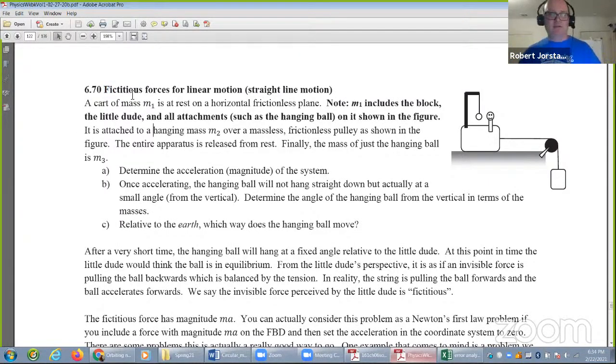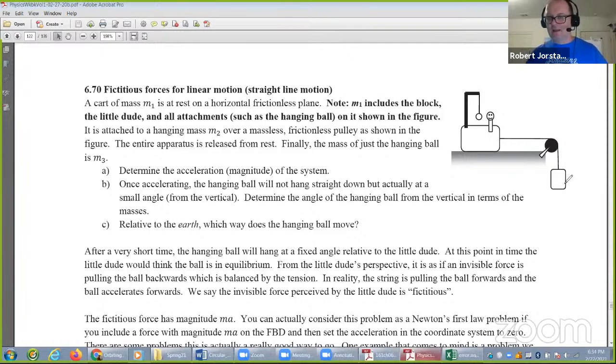Okay. So now let's look at this one. I want to talk about fictitious forces because this one usually drives students crazy at first. Okay. Imagine we have a ball hanging here. There's no friction. I'm going to get this mass here. So what's going to happen when I let go of this system? It's going to accelerate, right? Which way is the ball going to move?